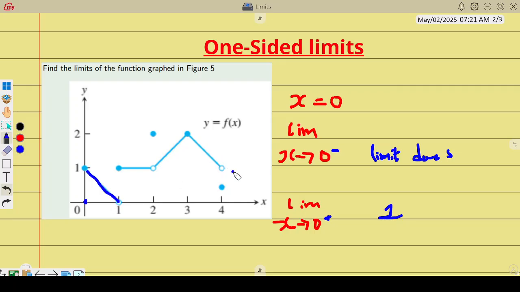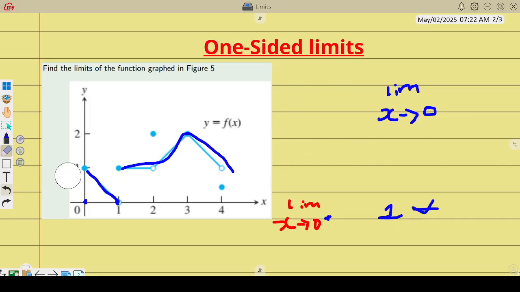We follow the graph like this, it just falls down and then it takes us to 1. So from the right it is 1, from the left it does not exist, meaning the limit in itself does not exist in this case. So the limit when x approaches 0 does not exist, because from the right and from the left are not the same. Unless they are the same, if here it's 1, and there it's also 1, then the limit exists.